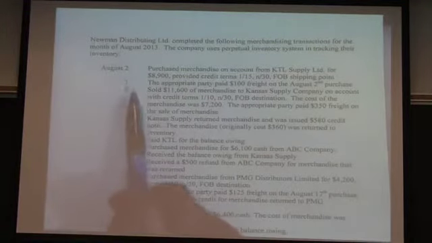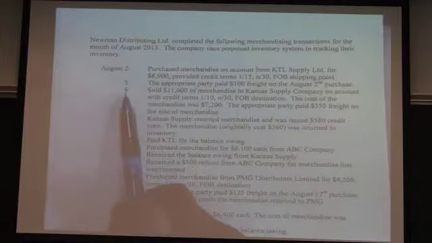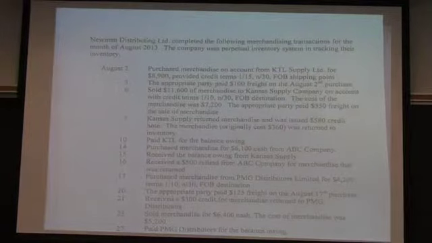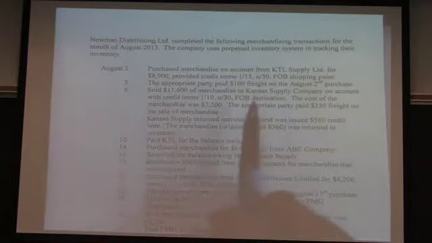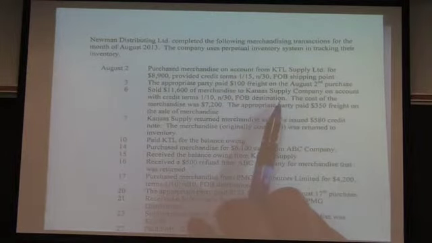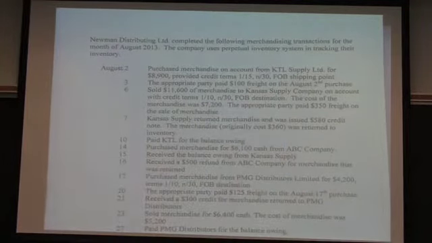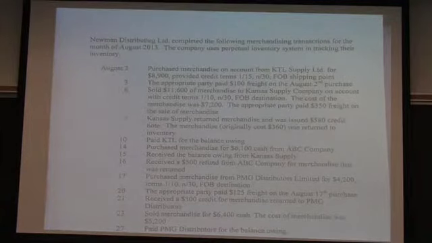Again, mindful of the date, because if they pay us within 10 days from August the 6th, we have to give Kansas Supply the 1% early payment discount. And this is called FOB destination. It means that the goods have to arrive in Kansas Supply before Newman can record the sale.